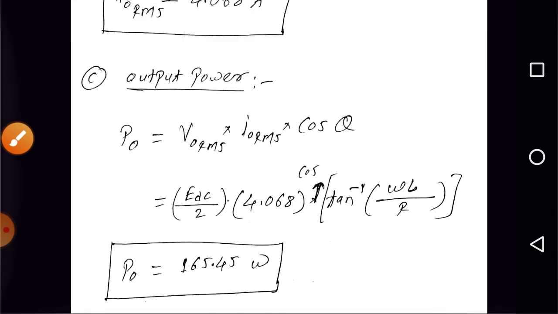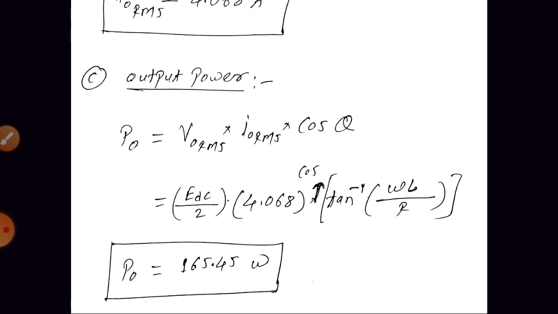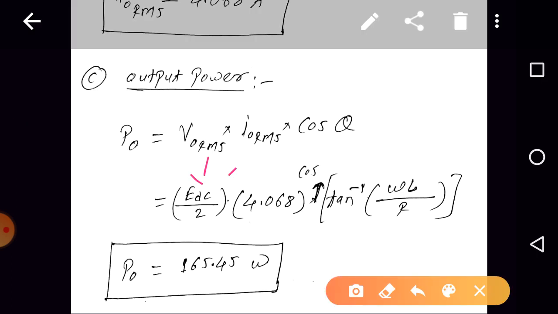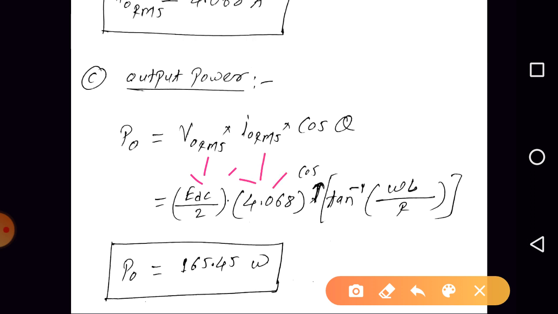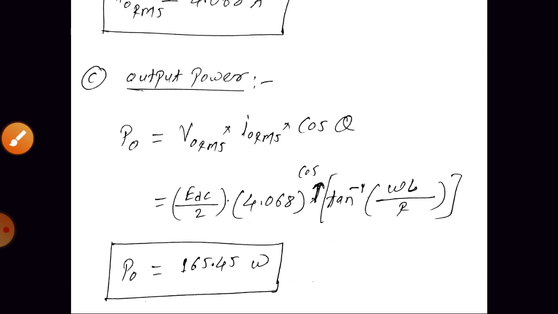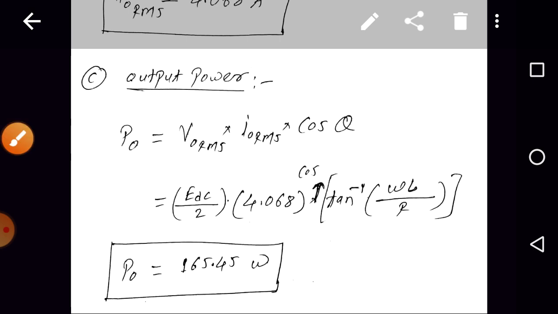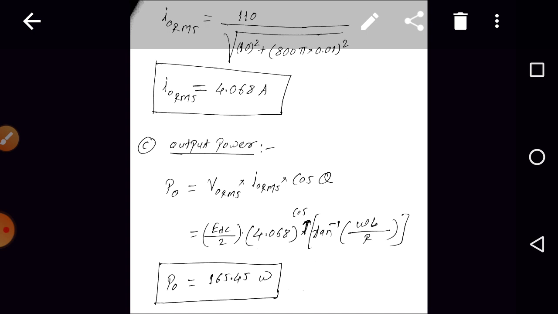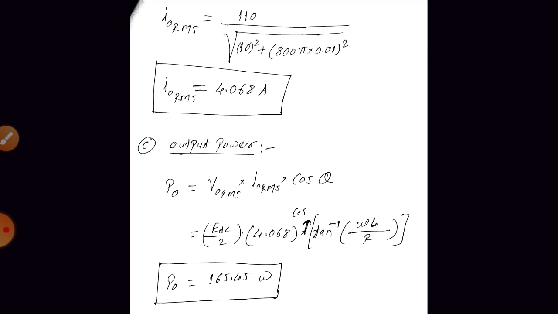Next, output power. Output power is V0 RMS into I0 RMS into cos of theta, or this can be calculated as I0 RMS square into R. In both ways you will get the same answer, right? Again, theta is tan inverse of omega L by R. So it is 165.45 watt, right? So this is about the single phase half bridge inverter with RL load. Fourier series analysis we have discussed, and one numerical we have studied.